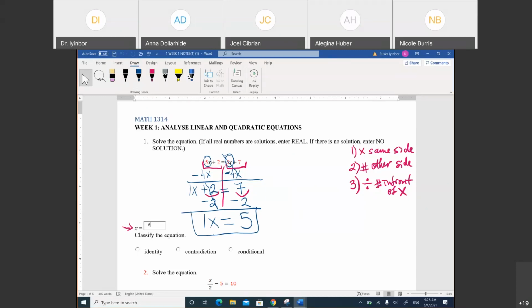Everybody understand this? Dr. Ehrenboy, I have one more question. Yes. So in order to get the minus 4x, the plus symbol that we're working with, we switch it to find the solution? We switch it to move it from side to side, yes. Okay, thank you. Welcome.